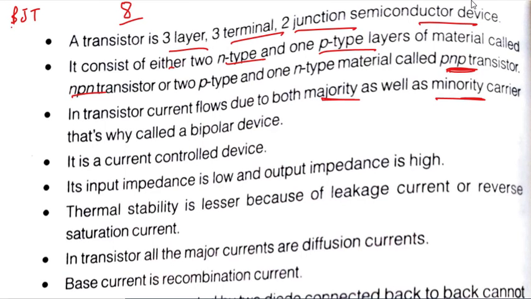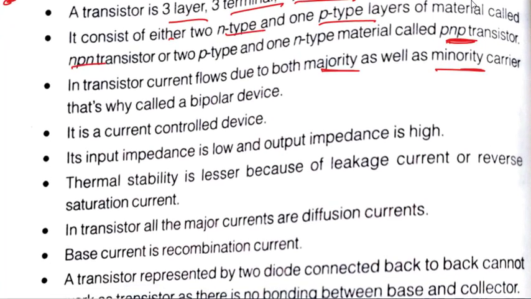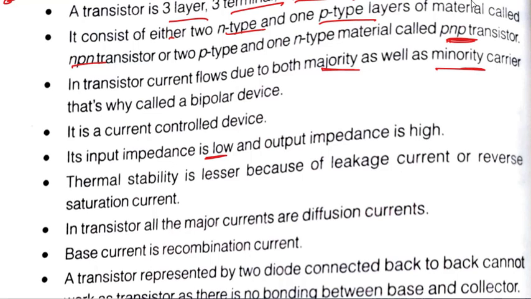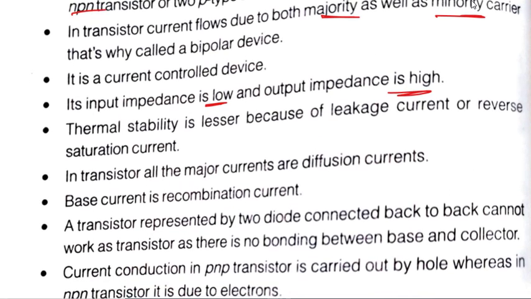Now what is bipolar? Bipolar means the current flows due to both majority as well as minority carriers. It is a current control device, but MOSFET is a voltage control device. Its input impedance is low, output impedance is high. Thermal stability is lesser because of leakage current, or the reverse saturation current. Please note these points in your notes, because this is important for MCQs.